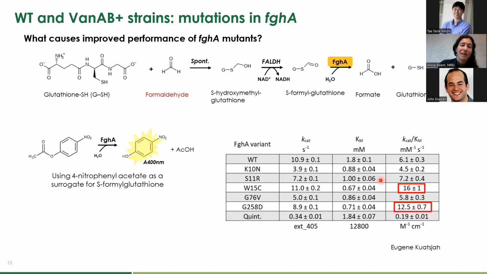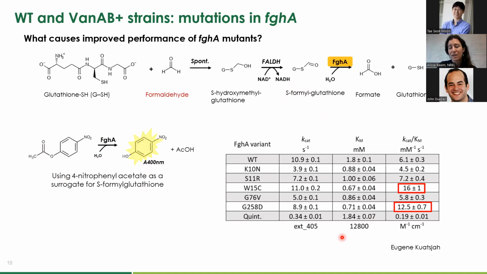We wanted to know what exactly was causing the increased performance. We can make some hypotheses based on the structure, but we wanted to actually do biochemistry to measure that. So Eugene Kowalska set up a nice assay where he could attempt to assess this. And unfortunately, S-formyl glutathione is really unstable. You can't buy it, and even making it with a formaldehyde dehydrogenase is pretty transient. So instead, we used a surrogate that's pretty well established in the literature. So 4-nitrophenyl acetate was used as the surrogate, and when you apply FGHA as a hydrolase in this system, you get a colored product, and you can use that as a readout.